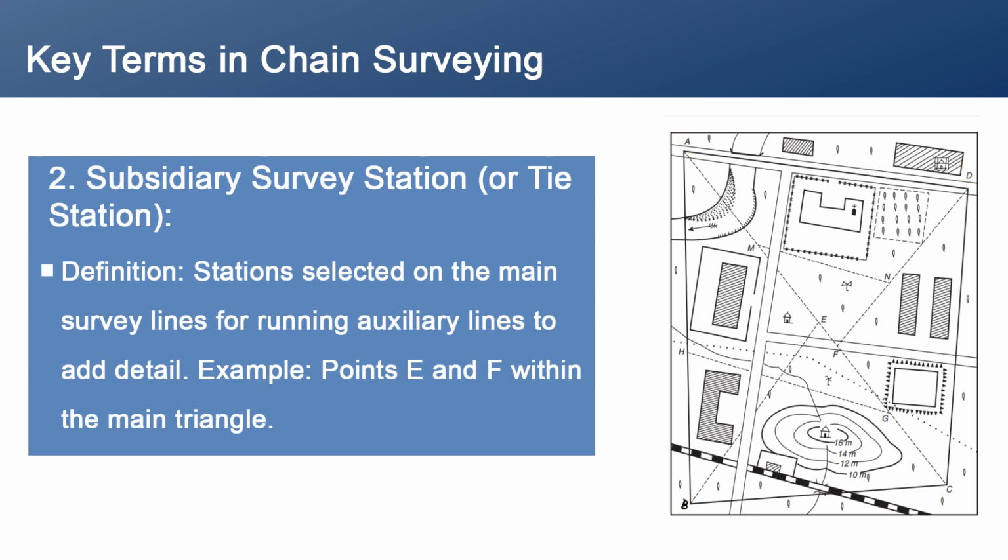Next, subsidiary survey station, which is also called tie station. Now you imagine you need to measure a bit more detail inside your main triangle, like adding furniture in a room. The subsidiary stations are the points you need to run additional lines inside the main survey lines. For example, if you need to measure details between points A and B, but you also want extra precision inside the triangle, you might use points E and F as subsidiary survey stations.